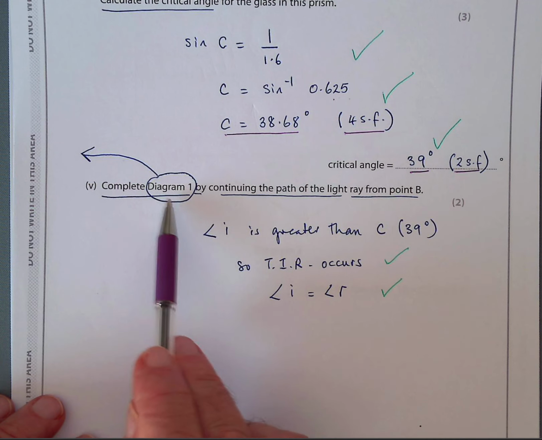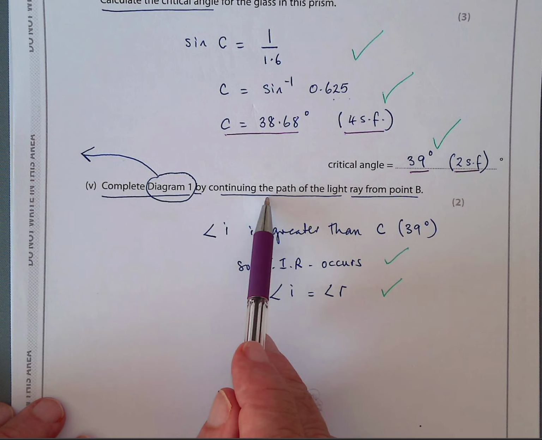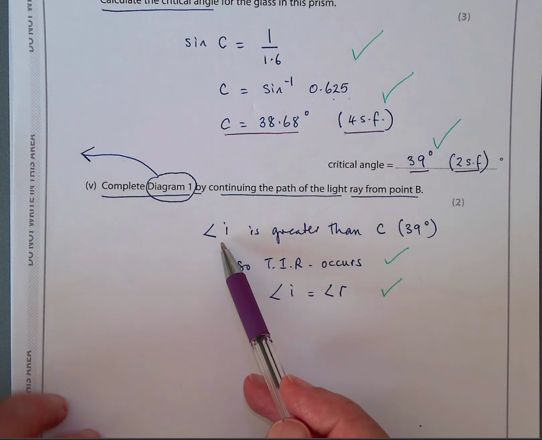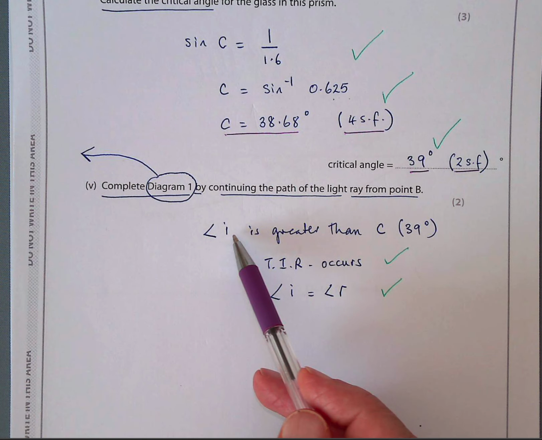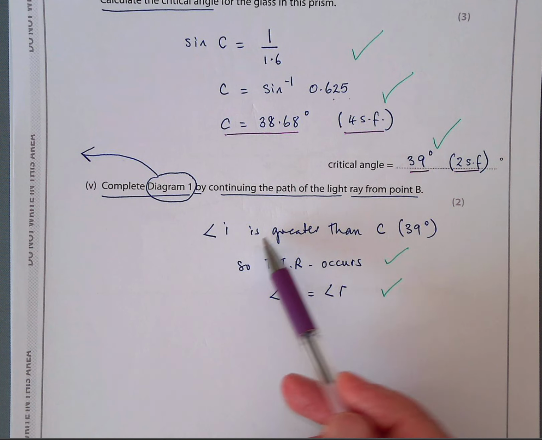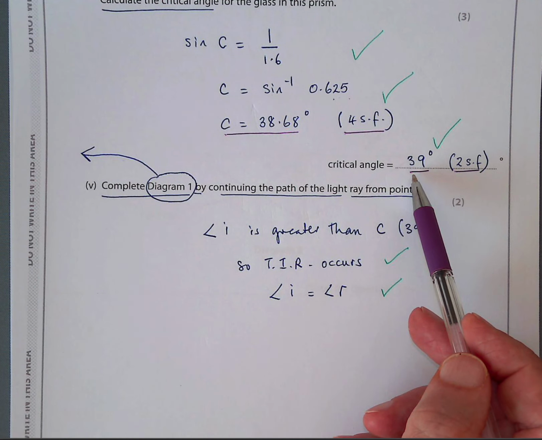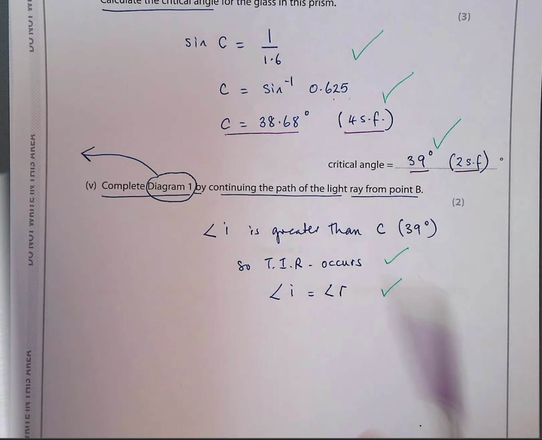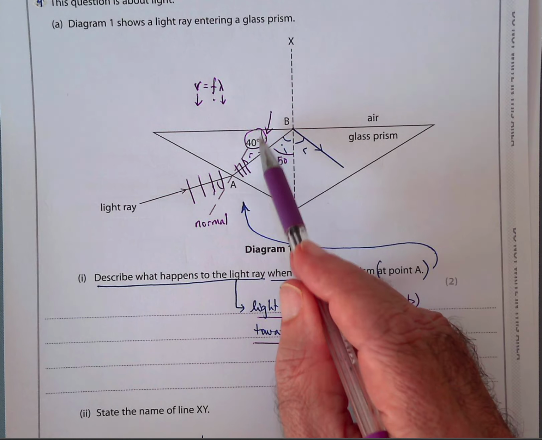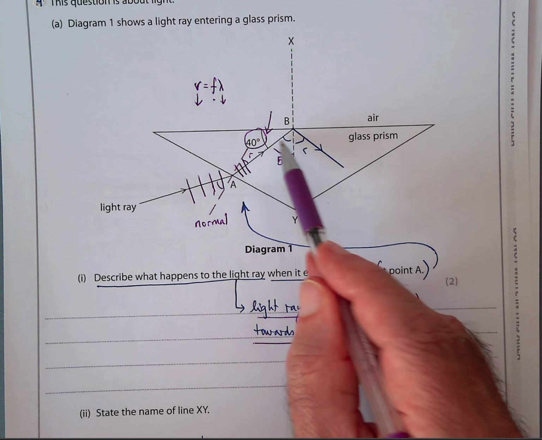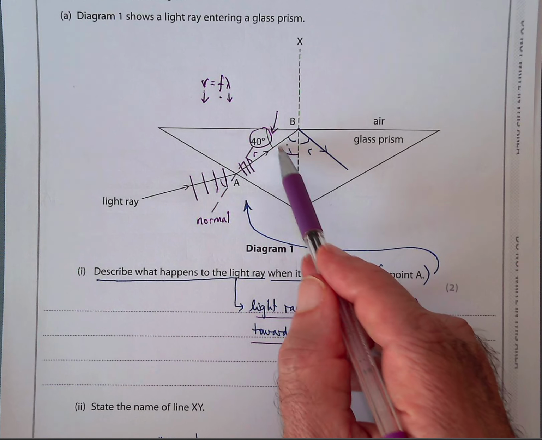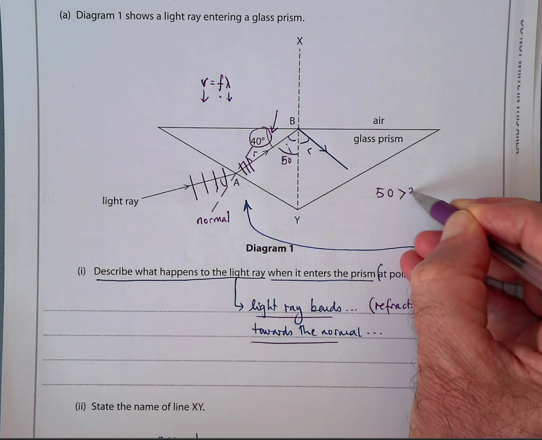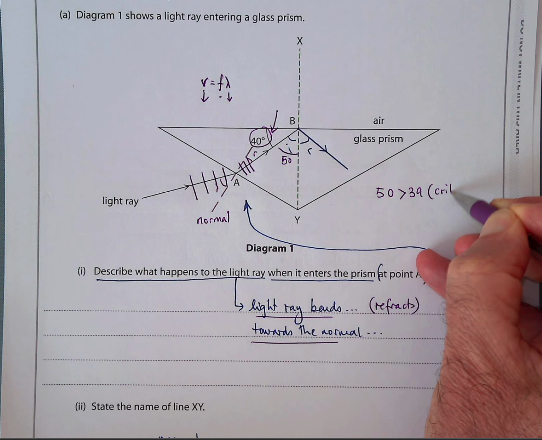It then says, go back to diagram 1, complete diagram 1 by continuing the path of the light ray from point B. Well, the angle i at point B was 50 degrees, which is greater than the critical angle we just calculated, which is why they're doing this after you've worked out the critical angle. Okay, so if this angle is 40, this angle coming in at B to the normal is 50 degrees. So 50 is greater than 39, which is the critical angle.